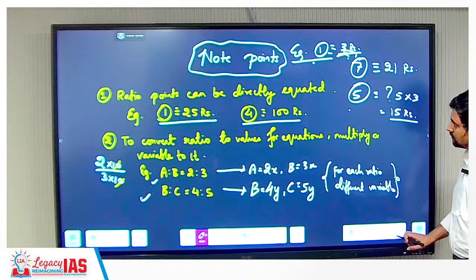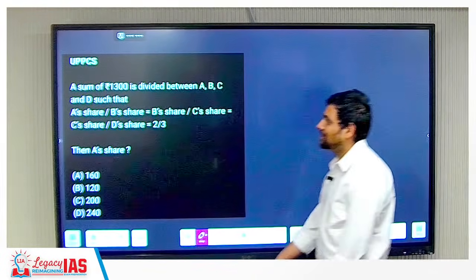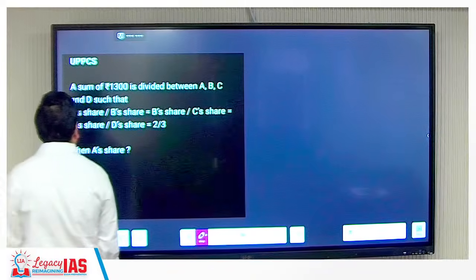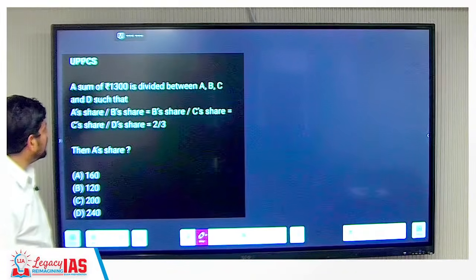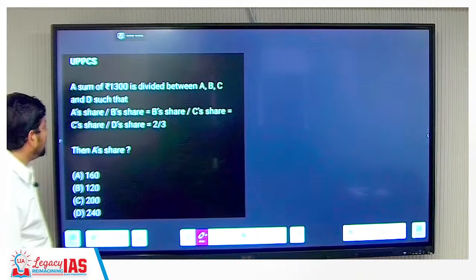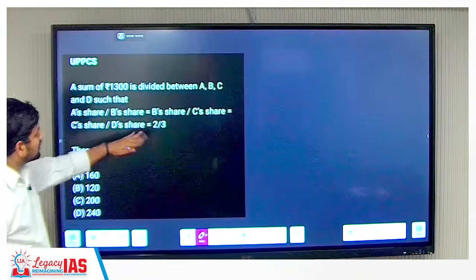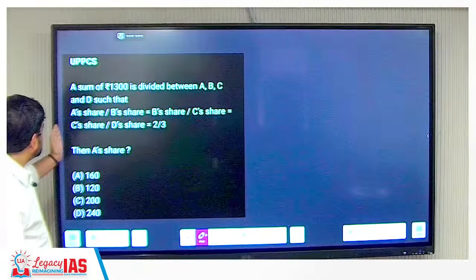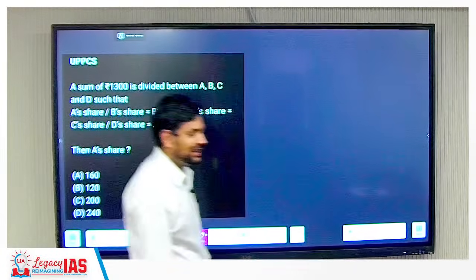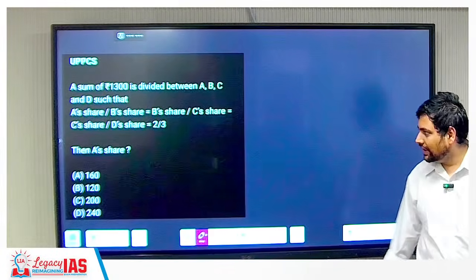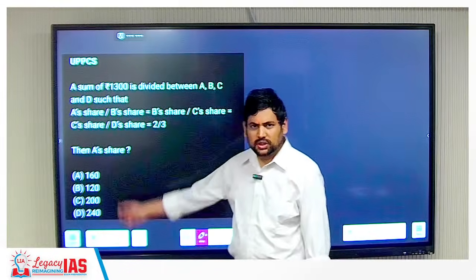Next, now let's get started with the questions. It says a sum of 1300 is divided between A, B, C and D such that A by B's ratio, B by C's ratio, is equal to C by D's ratio, is equal to 2 by 3. Now you have to calculate, this is from UPPCS, what is A's share.